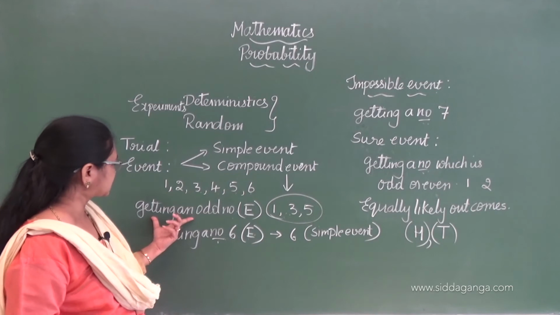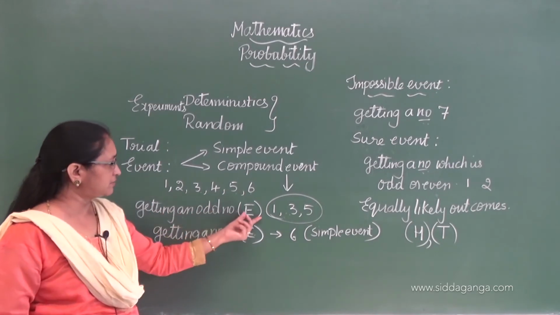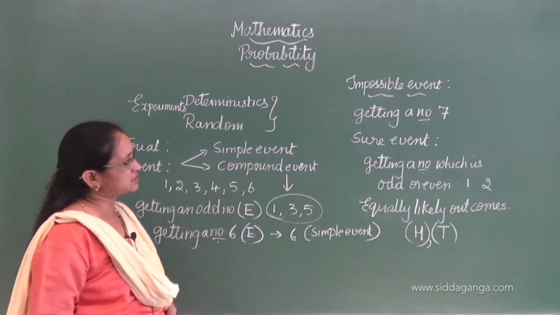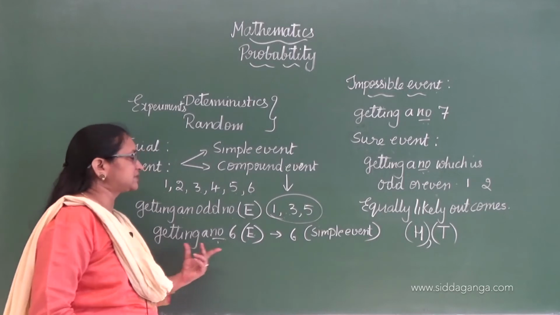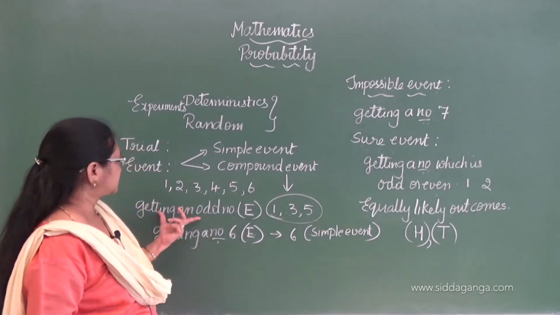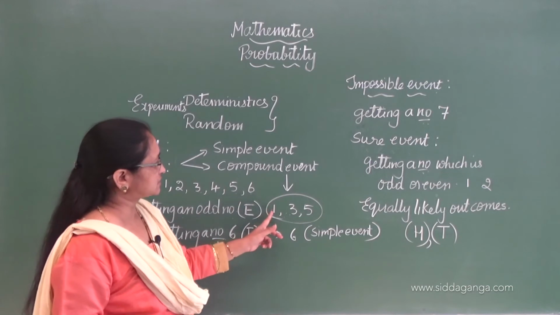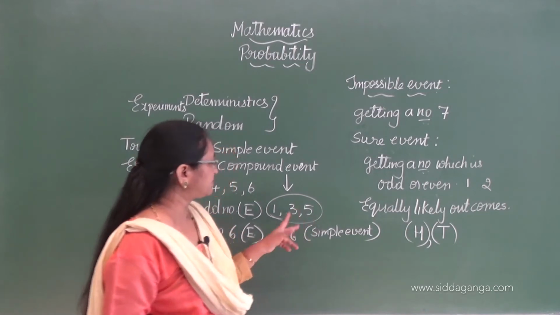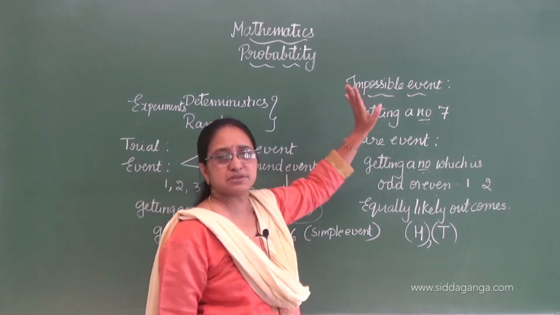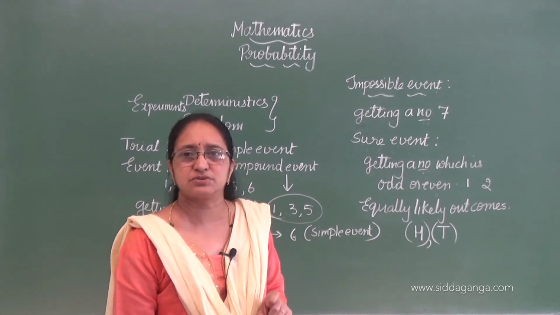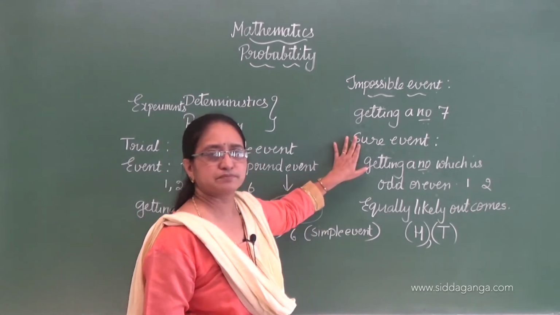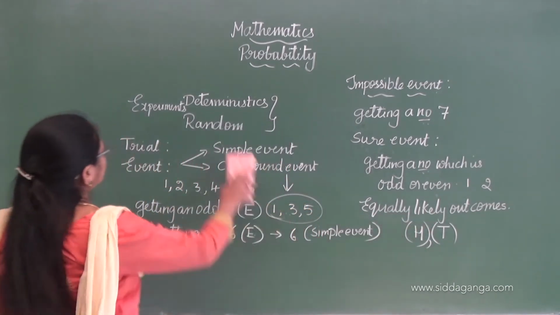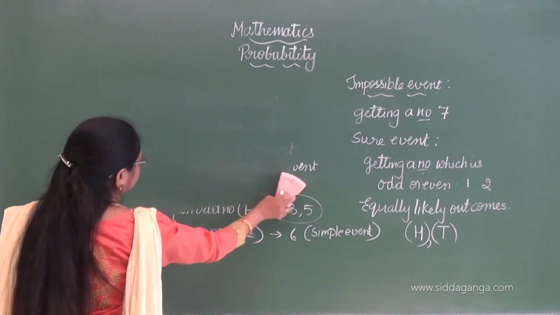And this is an example for event, getting an odd number, we usually represent it as E. Getting a number 6 is again an example for event, and also an example for simple event, and this is an example for compound event, that is you will have more than one favorable outcome. And impossible event, you understood what the name itself suggests, and sure event, and also equally likely outcomes, okay. Now, let us see what is the formula to find out the probability.